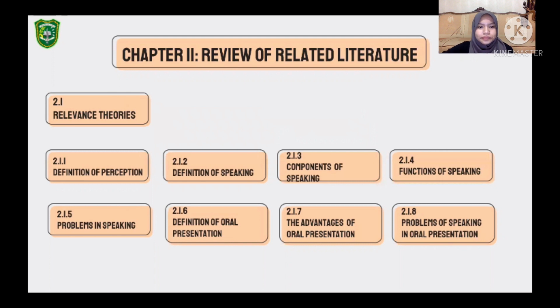Next, 2.1.3, components of speaking. The components of speaking are what affect how well people speak English. According to Rizkiningsih and Hadi, 2019, there are 5 speaking skills components. First, grammar. In both written and oral forms, grammar is required for students to organize correct sentences in conversation.